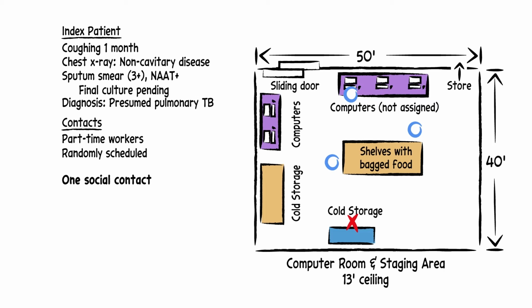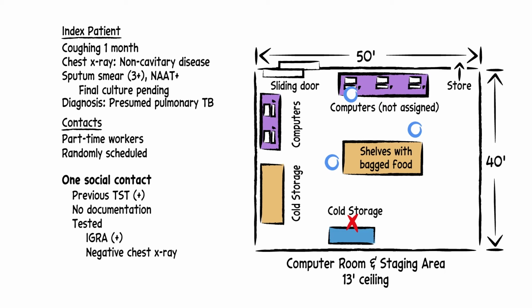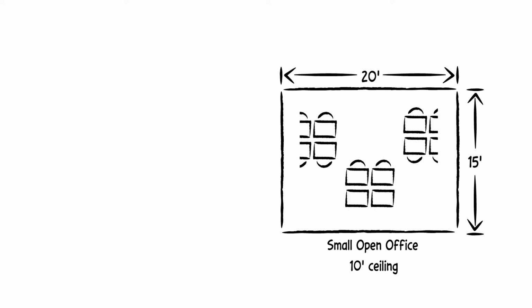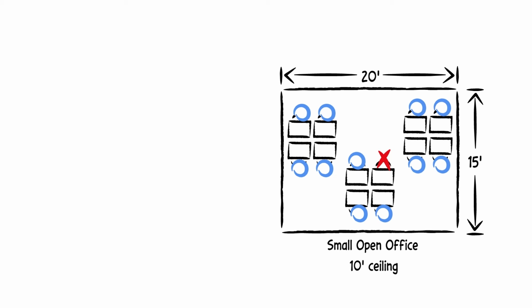In this case, the one social contact gave a verbal history of a previous positive TST, but offered no documentation. As a result, the contact was tested and found to be IGRA positive with negative chest X-ray and was offered treatment. Had this same patient worked part-time, say in a small office setting, with a consistent group of colleagues 5 hours a day, it would be reasonable to identify all of his coworkers as high-risk contacts.